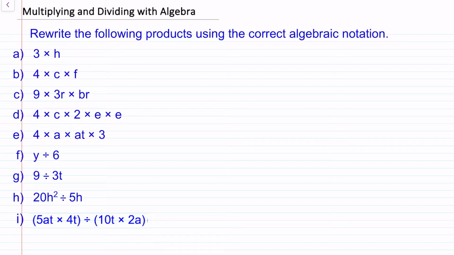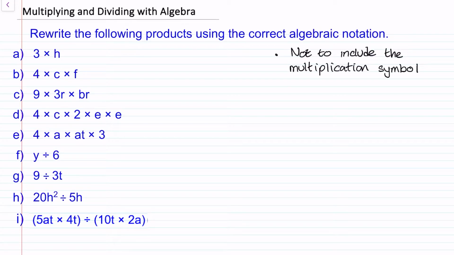So in this lesson, I'm going to show you how to write each of the expressions from questions A to I using 4 rules of algebraic notation. And these are not to include the multiplication symbol. So for instance, if we had 3 times y, we write this as 3y.